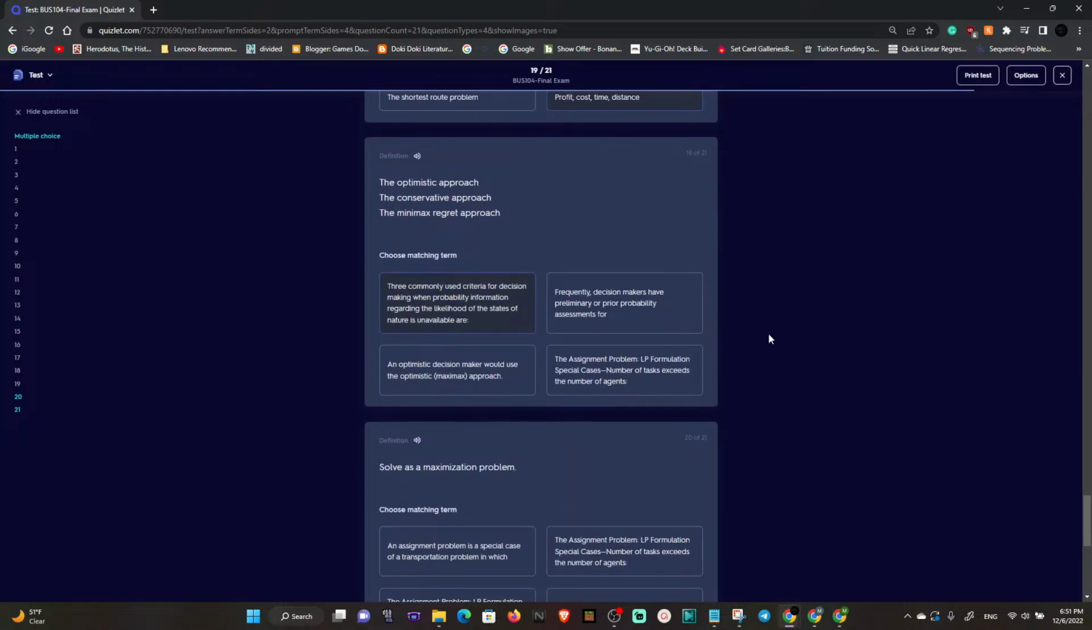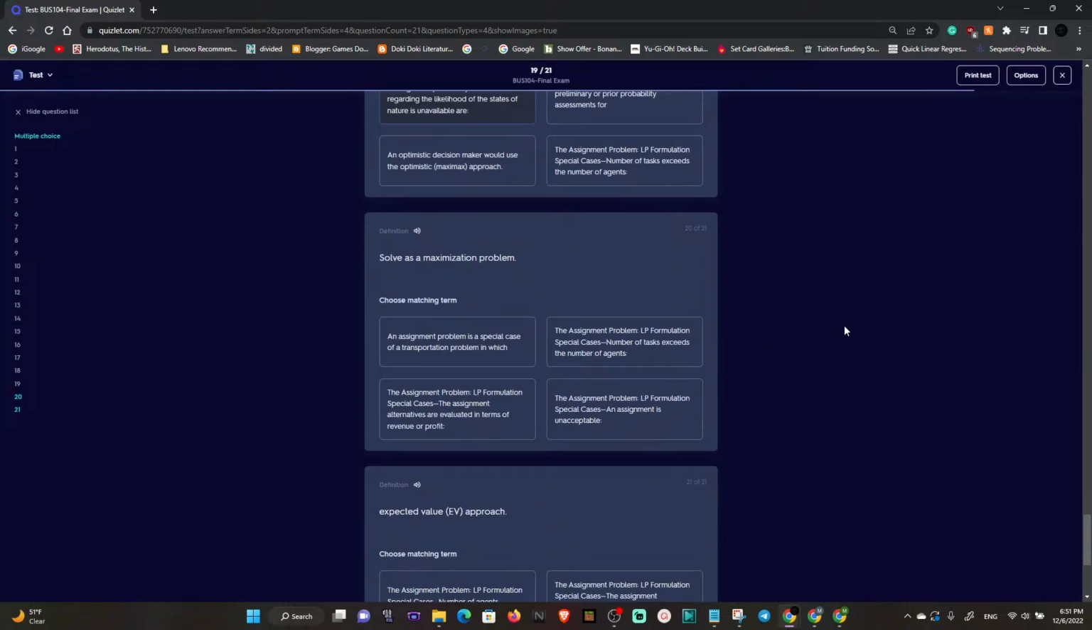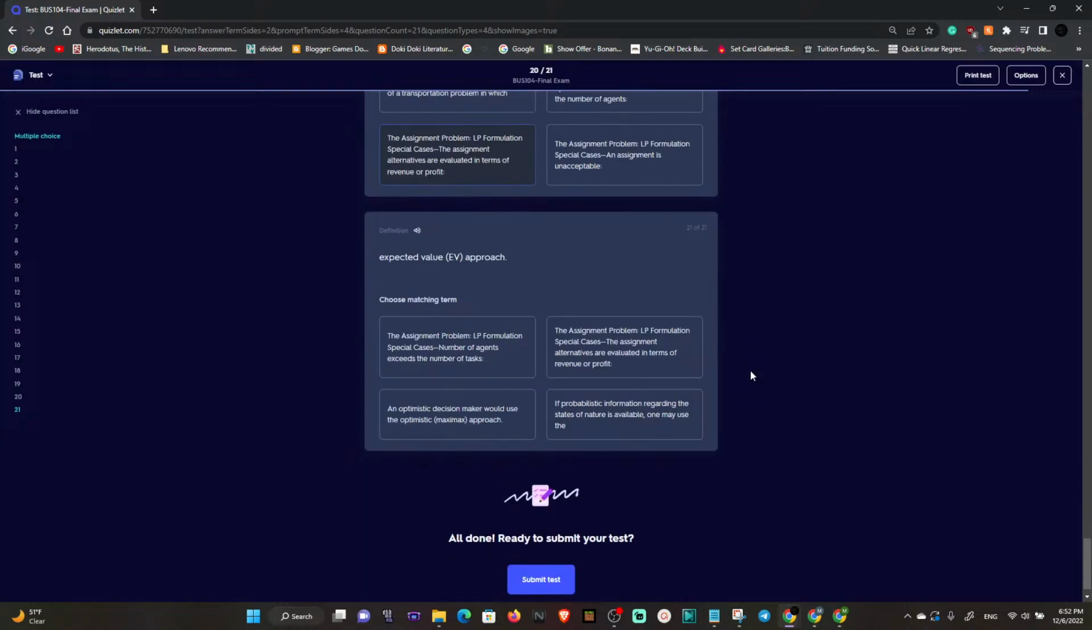Three commonly used criteria for decision making. So for the maximization problem, which one is here? I say B. So in terms of revenue, profit. Expected value approach. Okay, it's not A or B. We'll use the optimist.